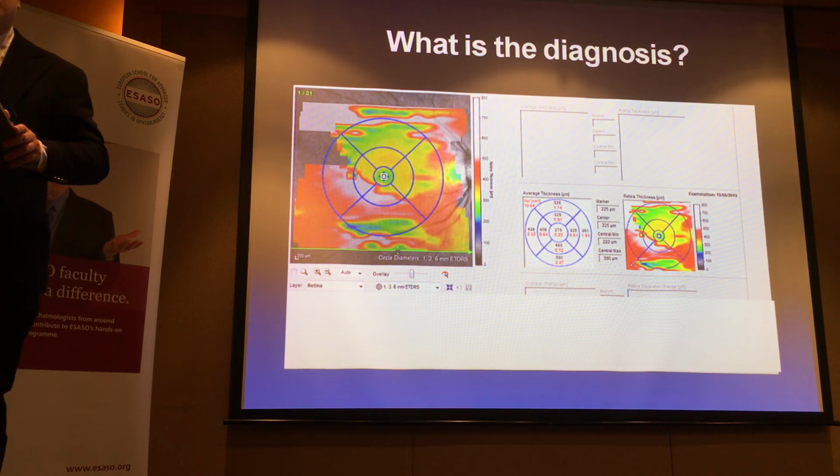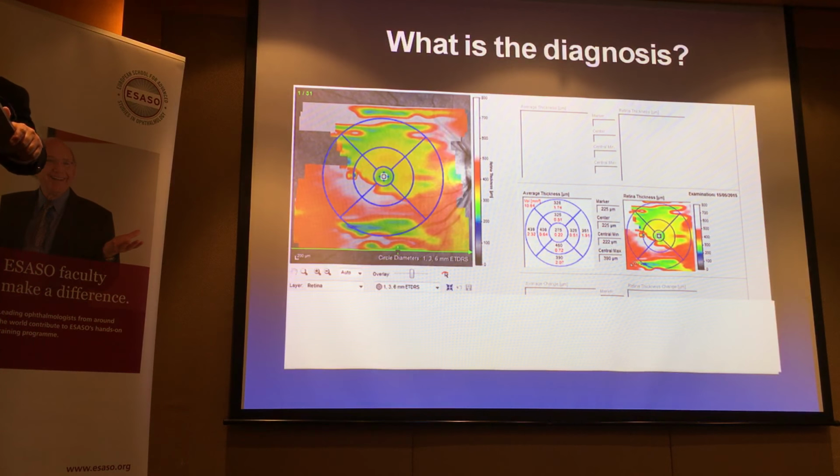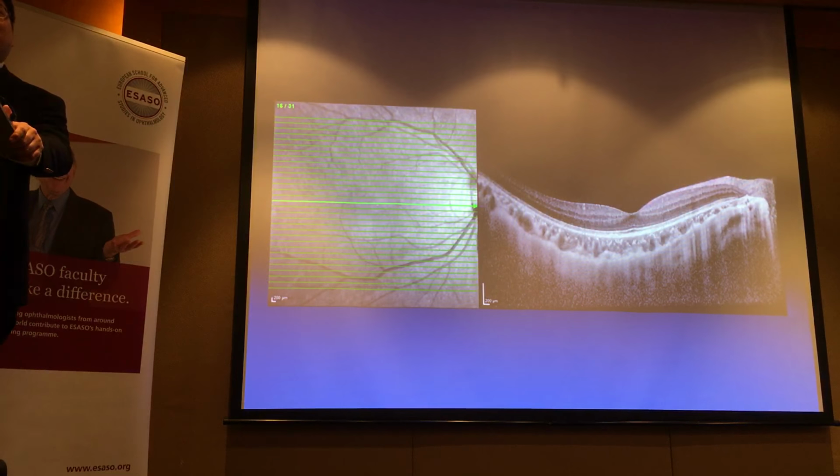Sorry? Sir, poor scan. Okay, so nothing. So you need to see the OCT, right? Well, at least this part is normal. Okay, at least this part is normal.